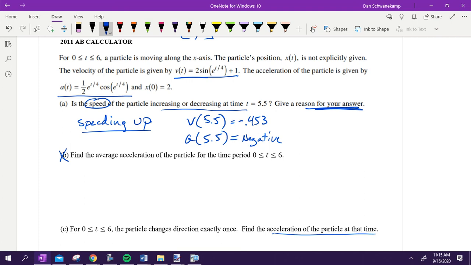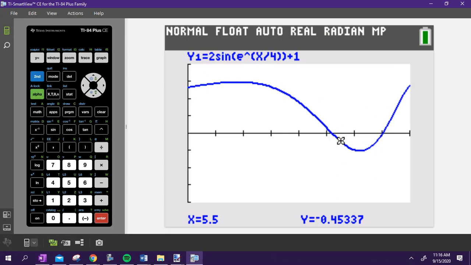Here is how we determine if we're speeding up or slowing down. We are speeding up because velocity at 5.5 and acceleration at 5.5 have the same signs. They're both negative, okay? Understand why. I'm below the x-axis and I'm going further away from it.